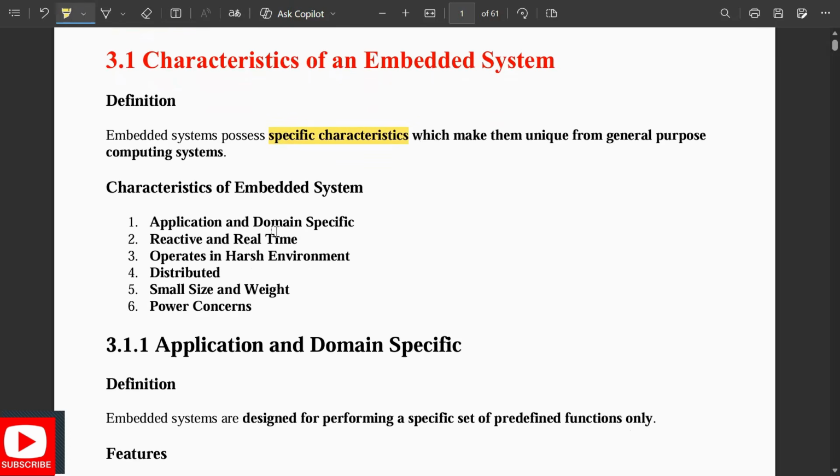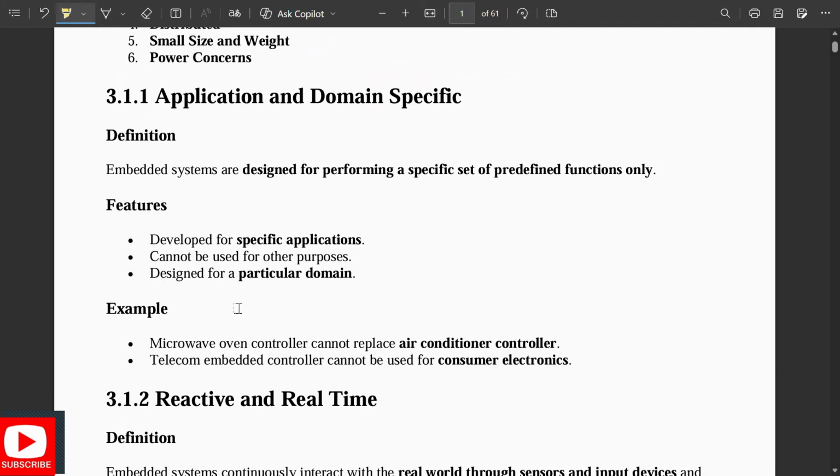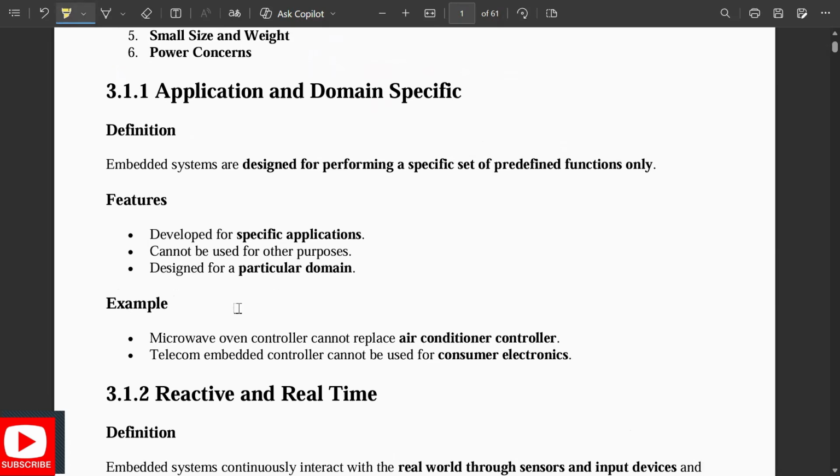Application and domain specific. They are reactive and real time, operate even in harsh environments, they are distributed, small size and weight, and have power concerns. So we will go into application and domain specific. Embedded systems are designed for performing a specific set of predefined functions only. Developed for a specific function, they cannot be used for other purposes, and are designed for a particular domain. Example: a microwave oven controller cannot replace the AC controller. A telecom embedded controller cannot be used for consumer electronics, like that.